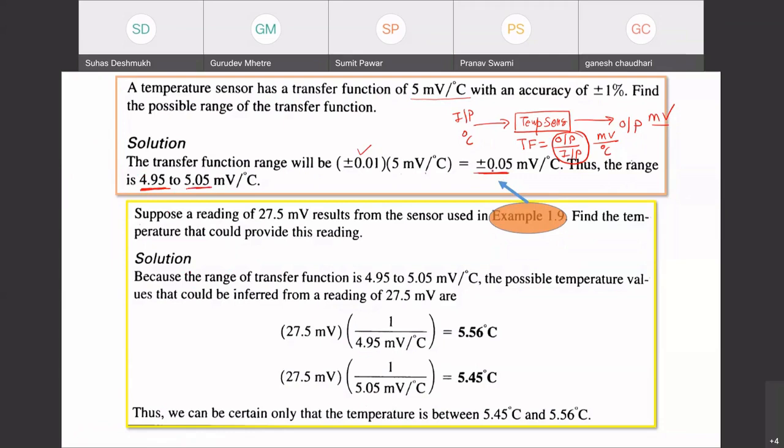Another example, which I got from the net: suppose the reading of my sensor is 27.5 millivolt. I want to know the temperature, so find the temperature that could provide this reading. Because the transfer function is 4.95 to 5.05, these are the two range limits. My temperature may lie between 5.56 and 5.45. That is the way you can determine it.